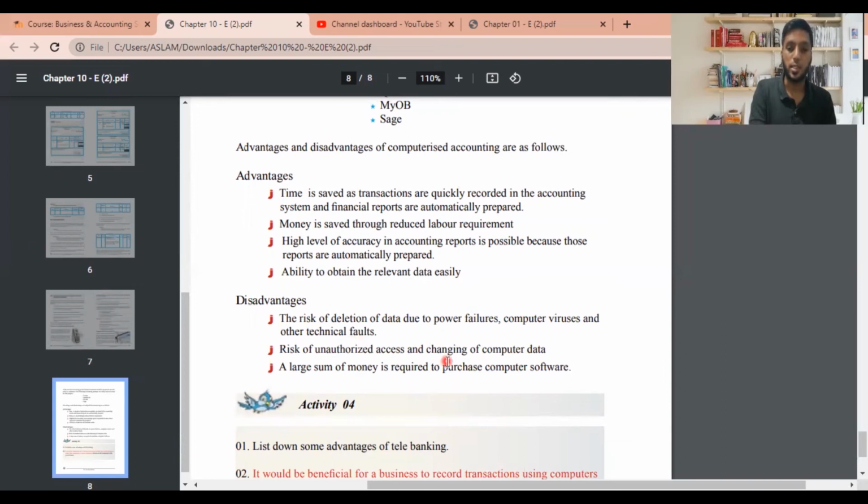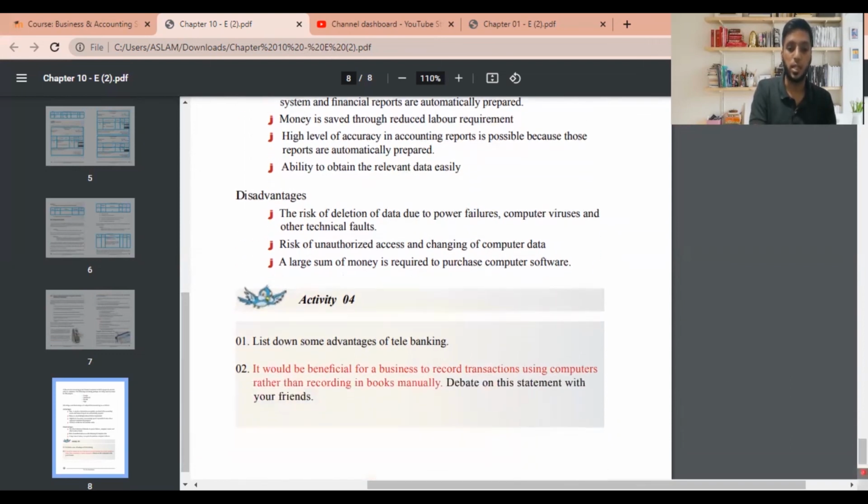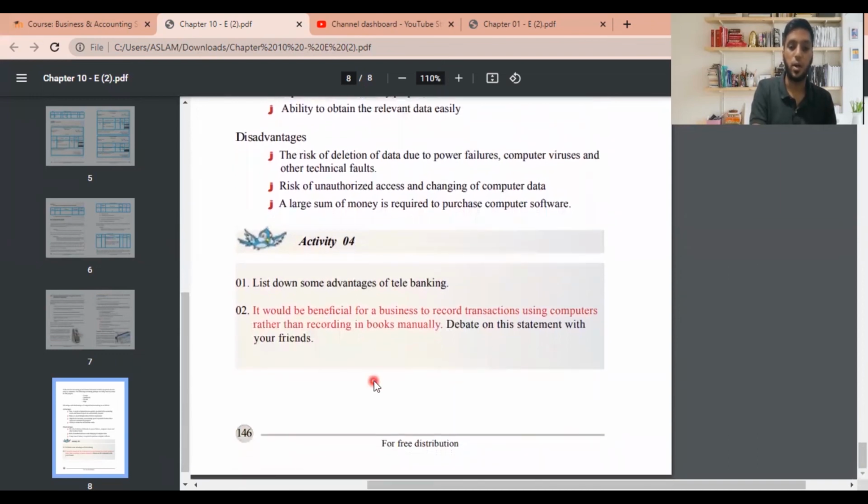Risk of unauthorized access and changing of computer data. So if someone has a chance to get into your computer and get all the details, then of course you might lose a lot of value towards your company. A large sum of money is required to purchase computer software. Of course, every year for computer software, you need to pay some money, and that will actually save a lot of time.